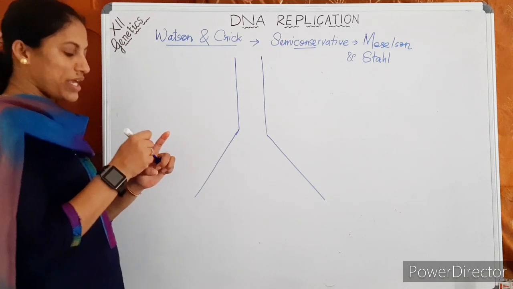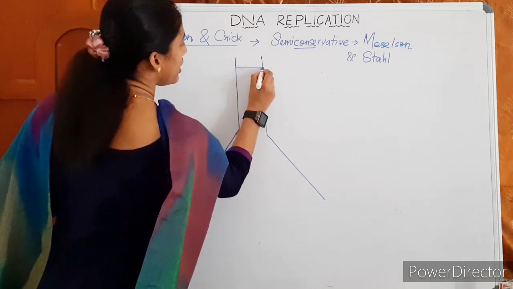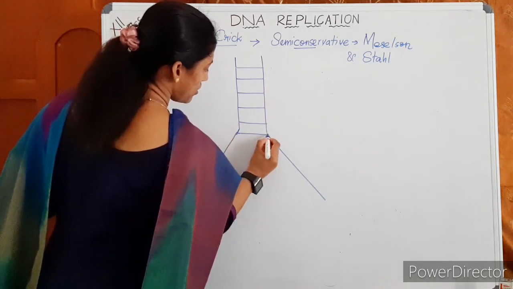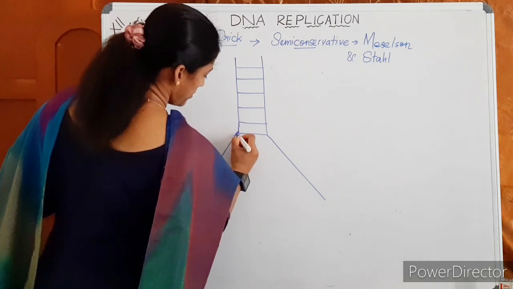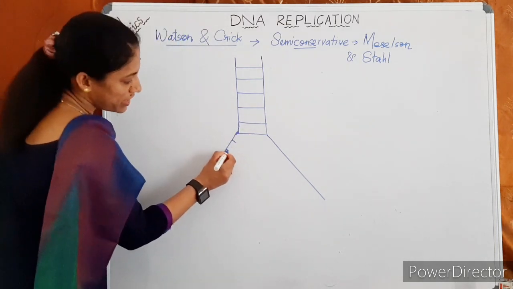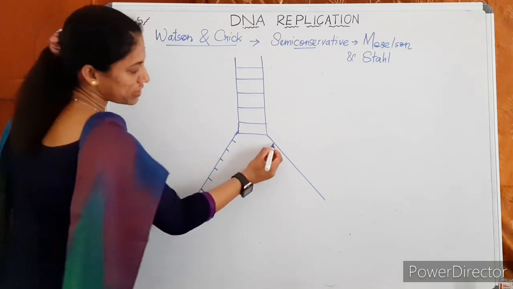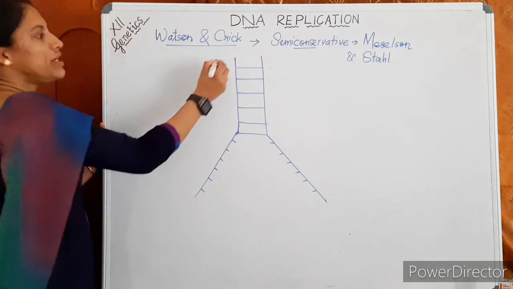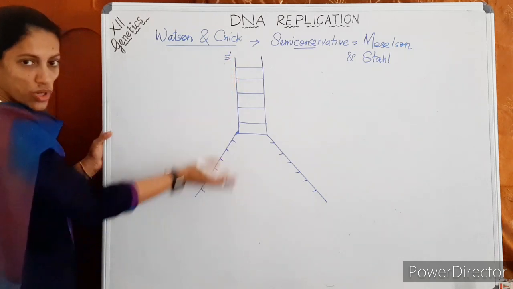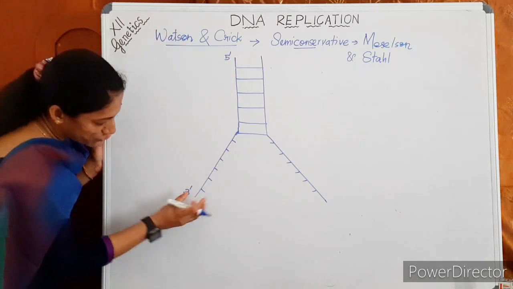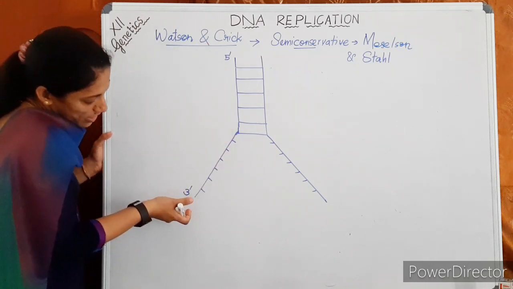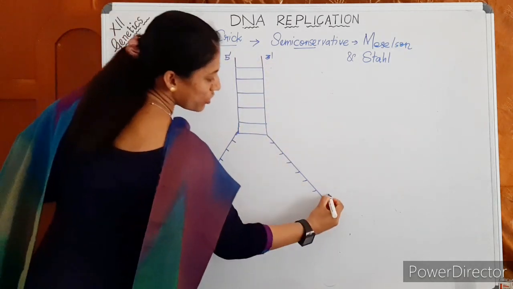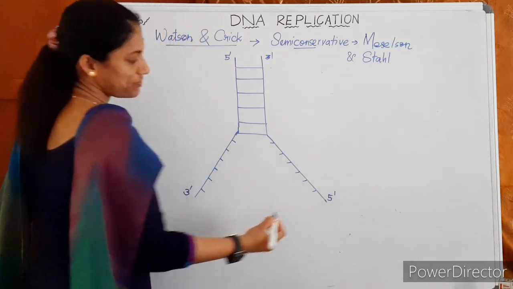At the replication fork, what happens? Here all the DNA is base paired, connected to the opposite strand, whereas these bases remain exposed, meaning single stranded. This strand direction, from the fork to upstream, we tell the direction. This strand, from this side to this side, from upstream to downstream, is called 3 prime to 5 prime direction. The opposite strand will be 5 prime to 3 prime direction.